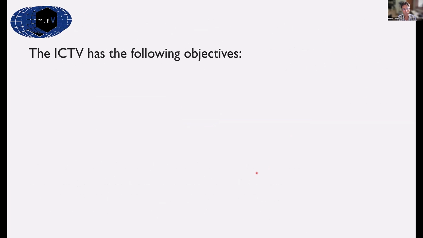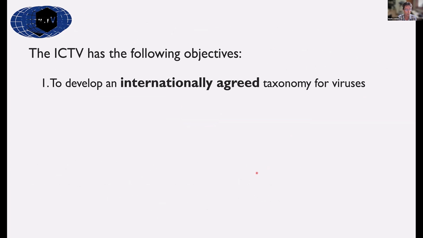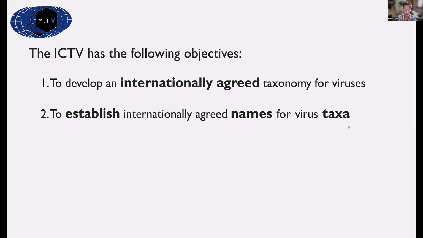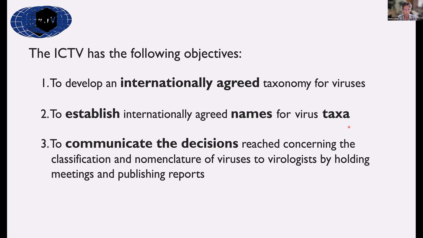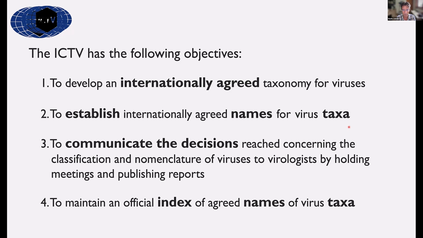All right, so the ICTV has the following objectives. Number one, and this is in our statutes, to develop an internationally agreed taxonomy for viruses. Number two, to establish the internationally agreed names for virus taxa. I'm going to come back to this in a minute. Number three, to communicate the decisions reached concerning classification and nomenclature. This webinar is part of this, okay? Of course, here we're not communicating decisions, we're trying to explain how we do things.